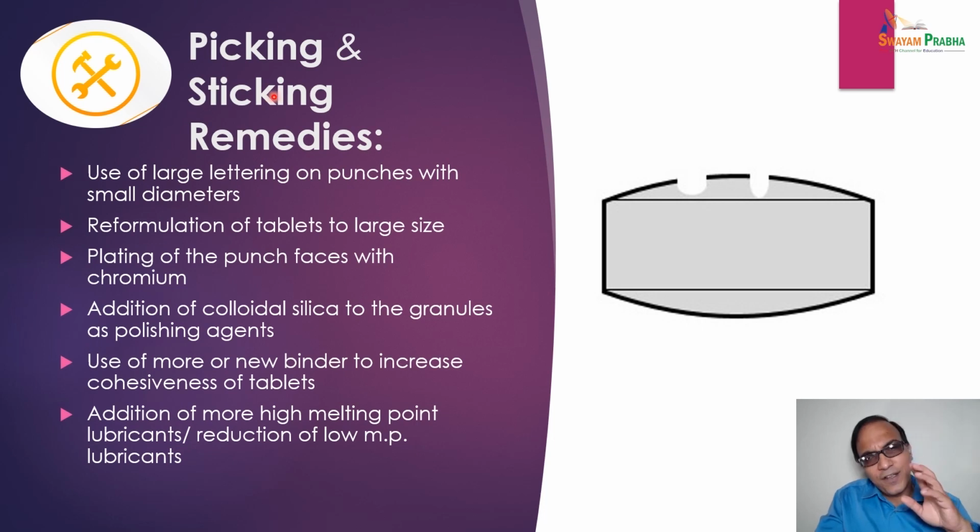Now the remedies. What we can do is use large lettering on punches with small diameters. Large lettering rather than small font can be used with small diameters. Reformulation of the tablet to a larger size may also serve the purpose, or plating of the punch faces with chromium can also solve it, and picking and sticking will not be there because chromium is less adhering.